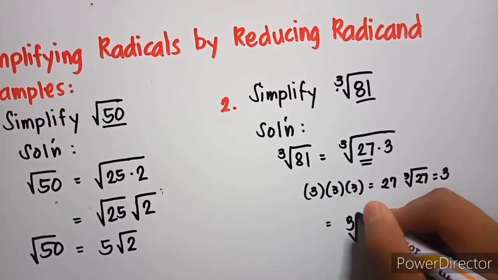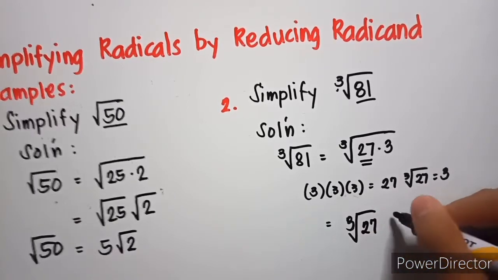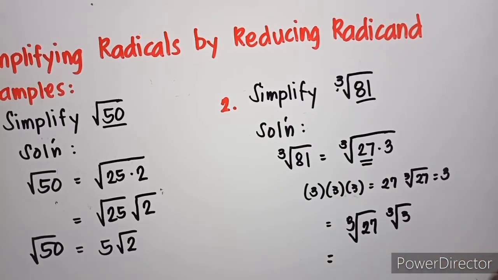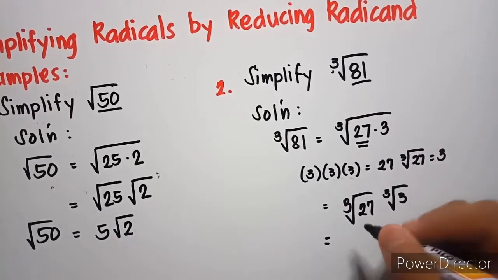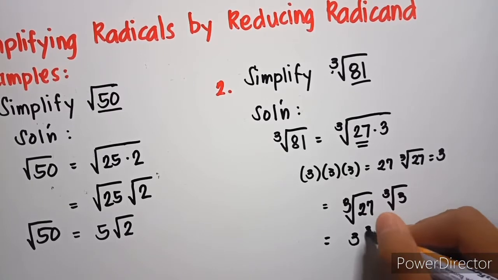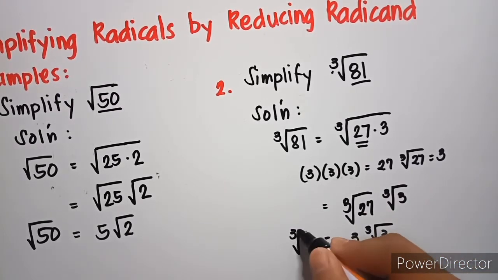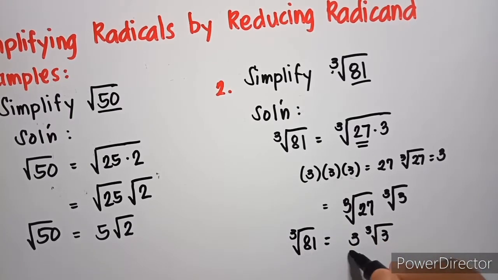So the cube root of 27 times the cube root of 3, and the cube root of 27 is equal to 3, so we have 3 times the cube root of 3. So the cube root of 81 is equal to 3 cube root of 3.